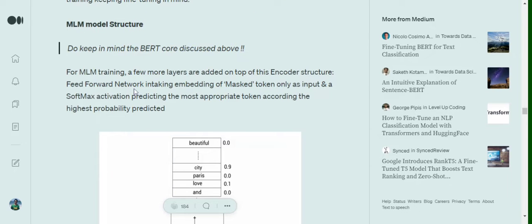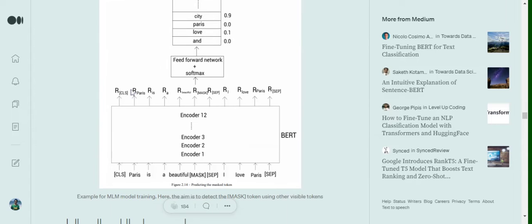So let's understand the MLM model structure. Most of the things are pretty easy. We are not doing much. Eventually the core BERT remains the same. Assume that we are trying to predict for "Paris is a beautiful [mask]. I love Paris." So we need to predict the mask. This is the input that we are giving. It goes into this BERT architecture. If you remember, I told you in BERT large we have multiple encoder blocks, the layers that we repeat every time.